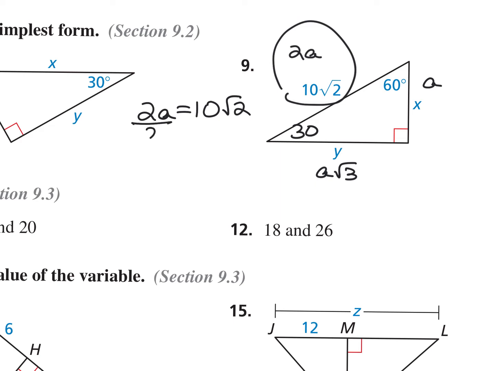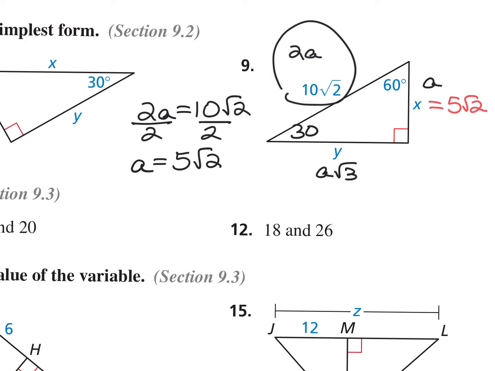So I'm going to set this equation up to solve. I'm going to divide by 2. And my a value is 5 square root 2, which is the side that's the x, the side that was across from the 30. So this is 5 square root 2.